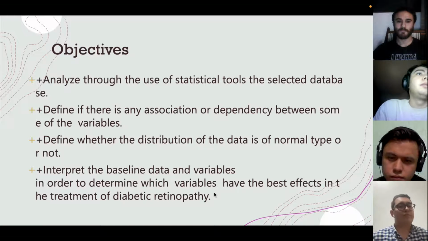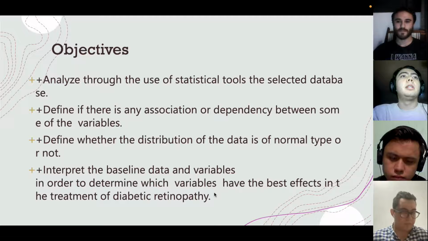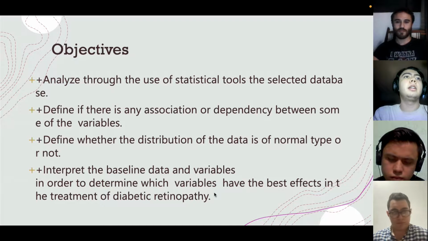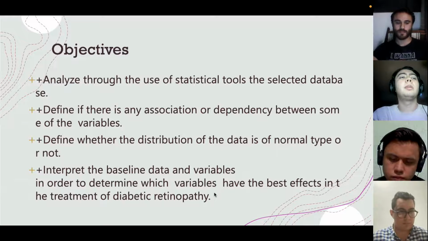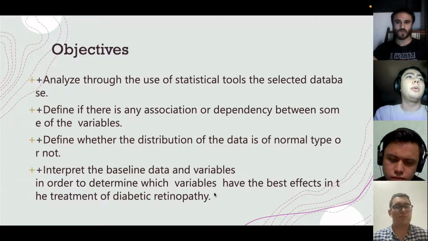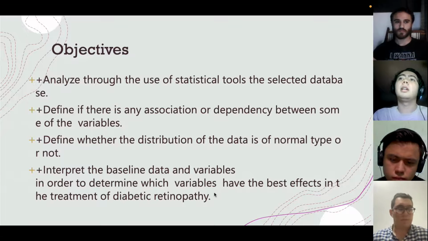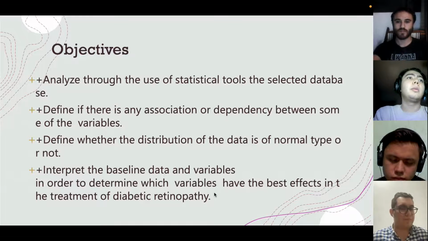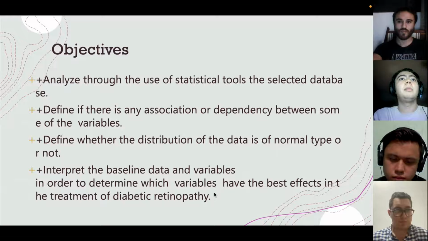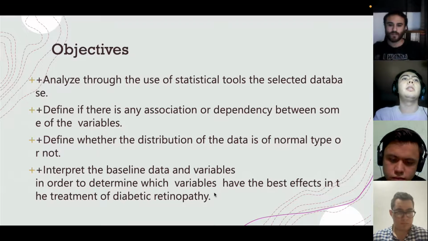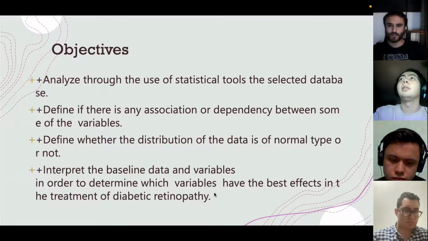We have 4 objectives. The first one is to analyze, through the use of statistical tools, the selected database. Then we have to define if there is any association or dependency between some of the variables. The third one is to define whether the distribution of the data is normal or not. And the last one is to interpret the baseline data and variables in order to determine which variables have the best effects in the treatment of diabetic retinopathy.